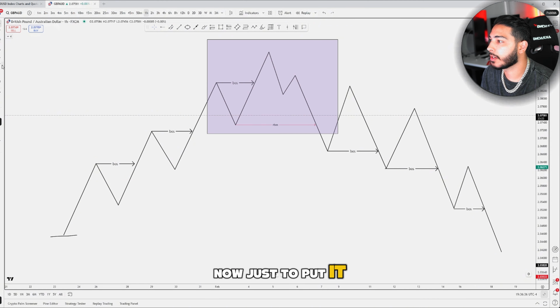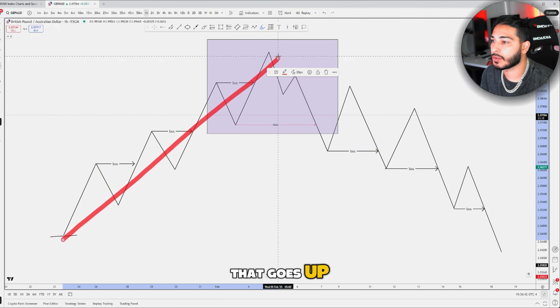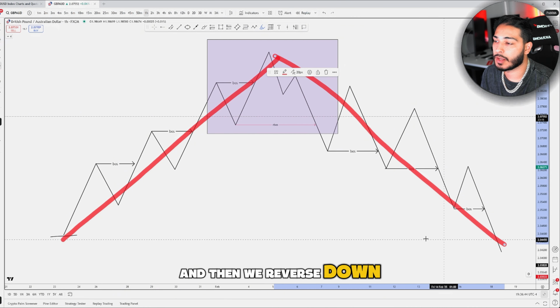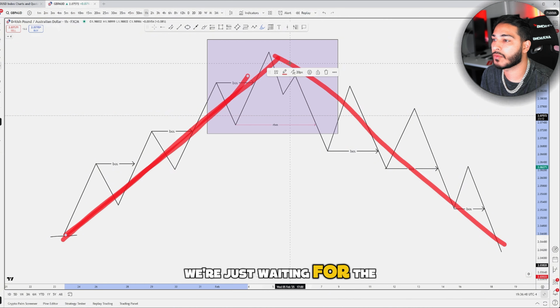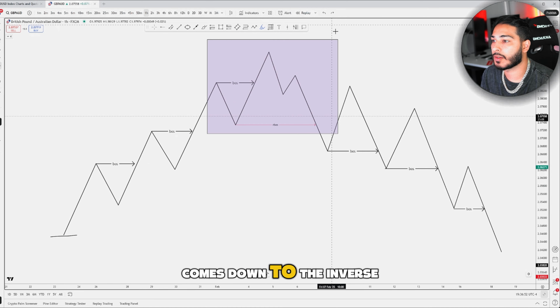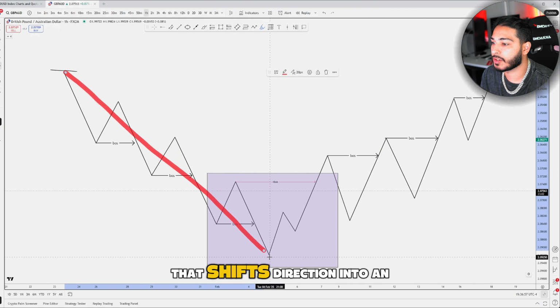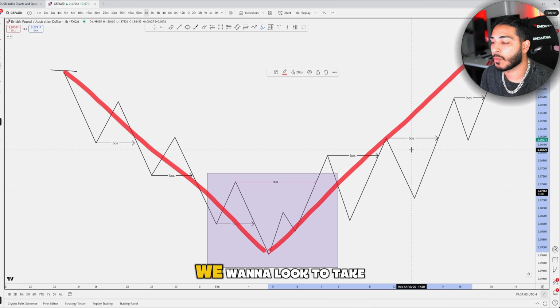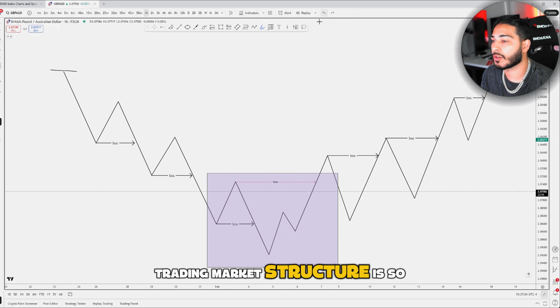Now, just to put it as simple as possible, we have an uptrend that goes up and then we reverse down. In these types of setups, we're not worried about what's happening in the uptrend. We're just waiting for the downtrend, right? And vice versa when it comes down to the inverse. In the inverse market, we have a downtrend that shifts direction into an uptrend. We want to look to take advantage of the uptrend. And that's why trading market structure is so important.